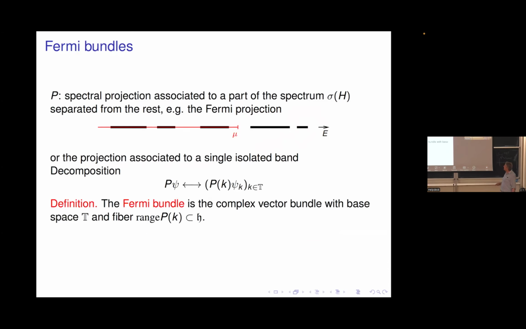And then we saw that the Hamiltonian decomposes, and this being a spectral projection of the Hamiltonian, it decomposes as well. So the fiber is P_k, and it's still a projection on each fiber. And so each fiber has as its fiber space this space, little h. And the range of this projection is a subspace of little h. But little h was sort of the same all over the place.